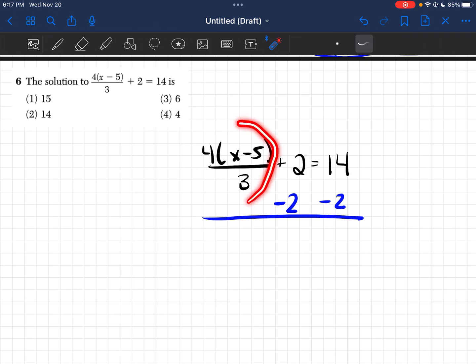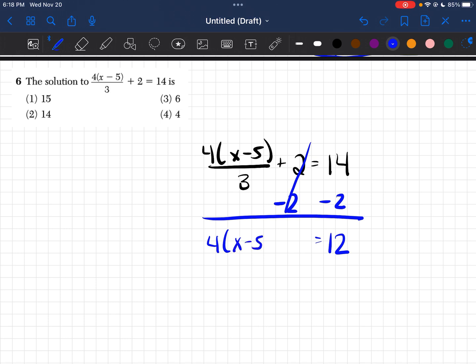Whenever I have this term here, I always want to start getting rid of the things that are not in that big term. So if I want to take away this positive 2, I'm going to change the sign to minus 2 on both sides of the equal sign. So 2 minus 2 is 0. I'm going to bring down and do the subtraction. So 14 minus 2 is 12. I'm going to bring down this whole set here. So I have 4 times x minus 5 divided by 3.